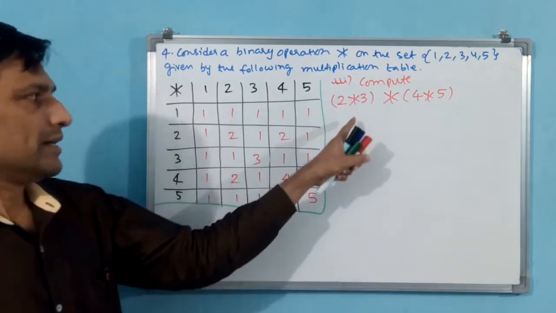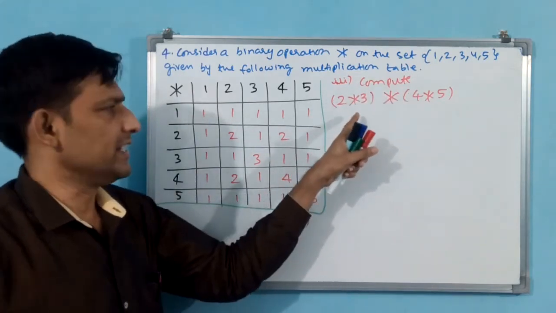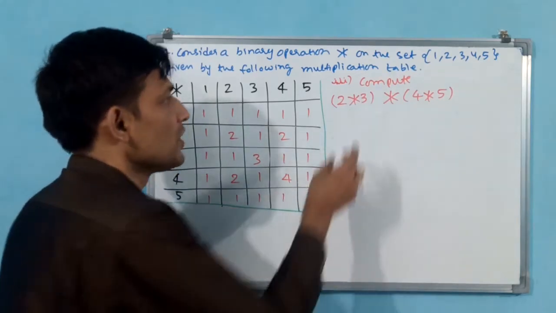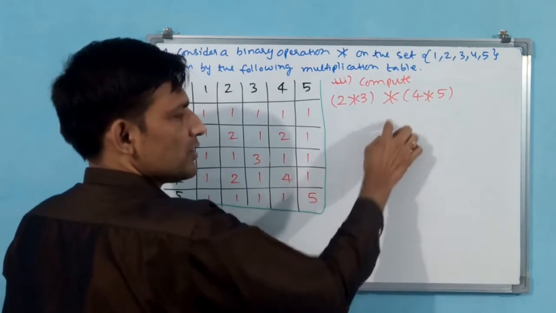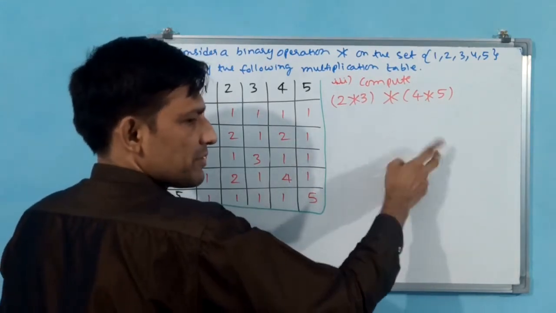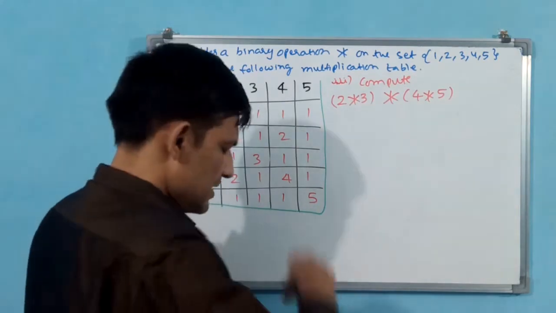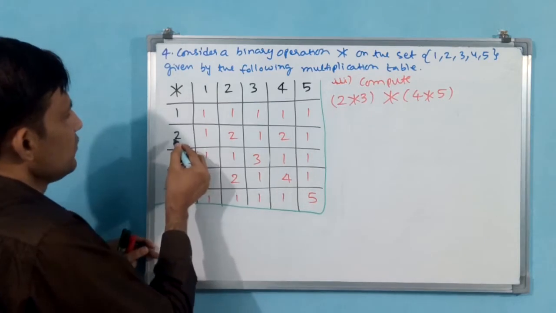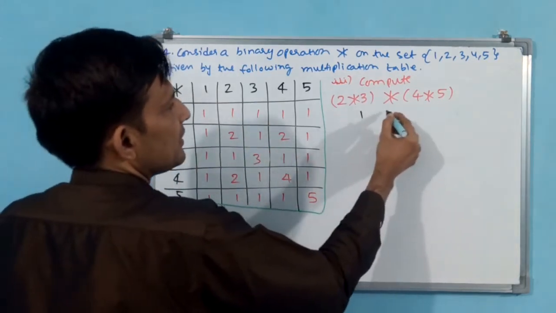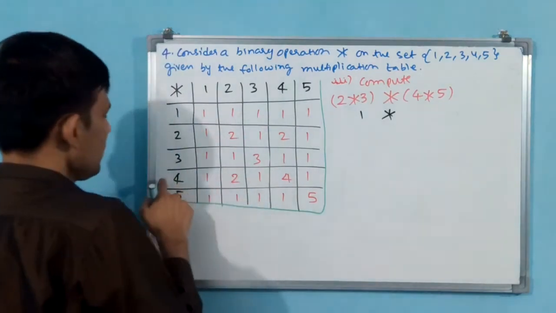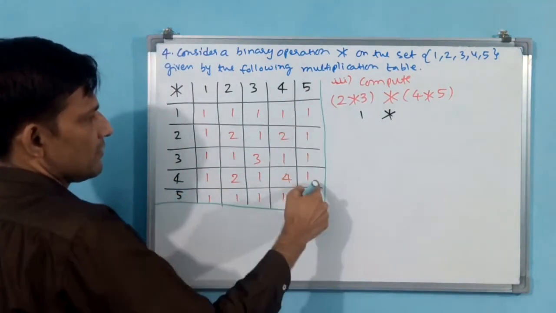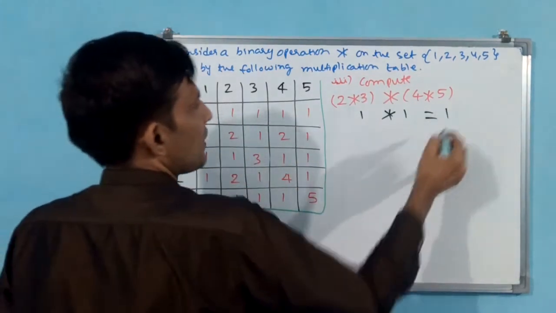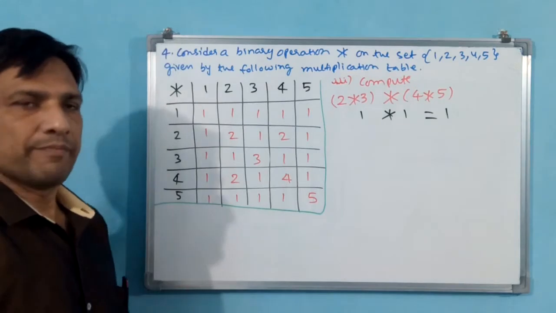Okay? Now we go for third part in this question. Compute. That means calculate. 2 star 3 star 4 star 5. Here, how you have to do this operation: you do this operation and put star, and between these two again you do the operation. Let us see. 2 star 3, how much? 1. 4 star 5 is 1. 1 star 1 is 1. This is the answer.